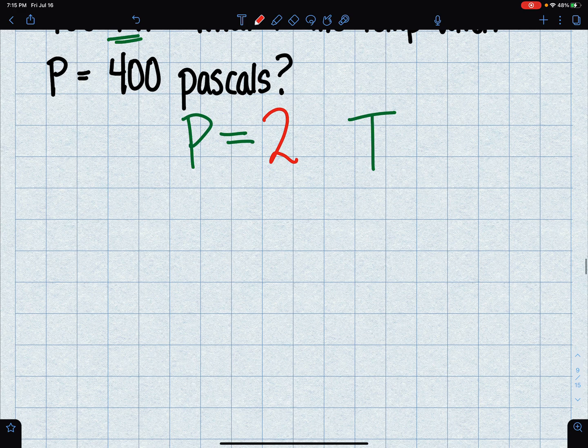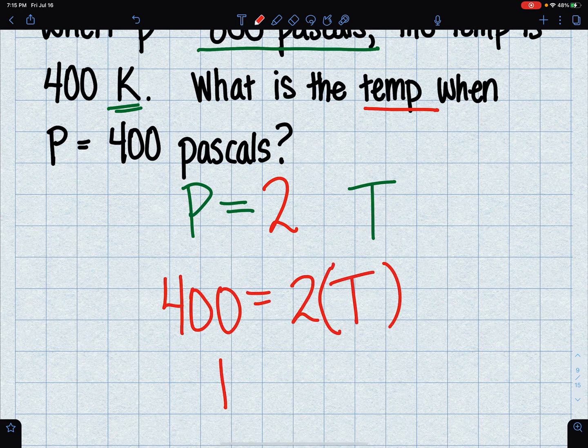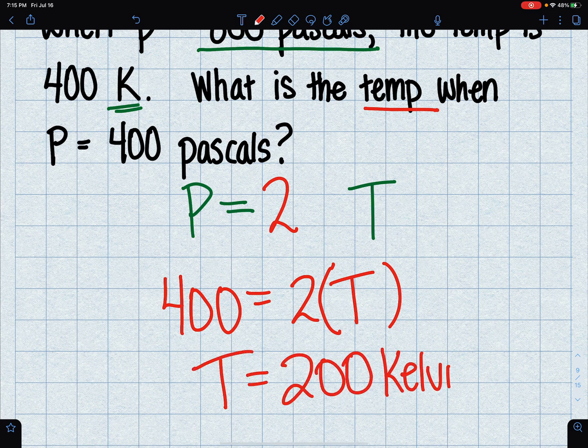And then it wants to know what is the temperature when the pressure is 400 pascals. So it's going to be 400 equals 2 times T. So what's the temperature going to be? T is going to be 200 Kelvin. That is a unit of temperature.